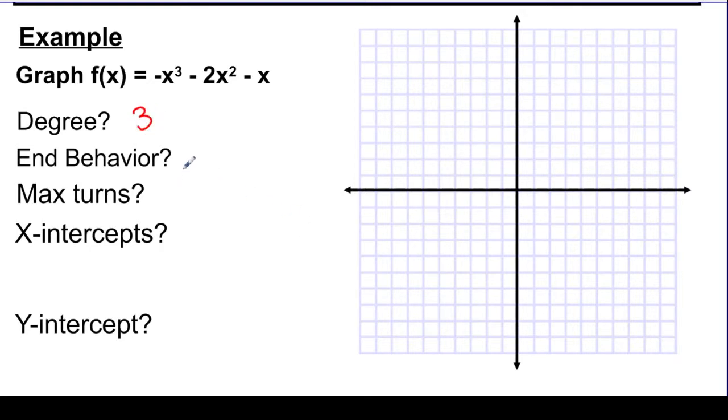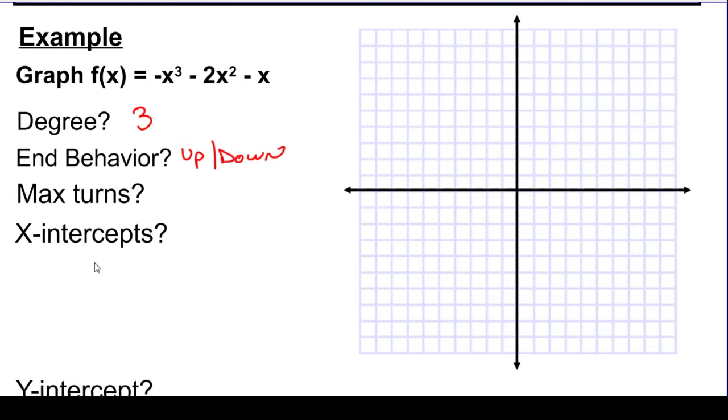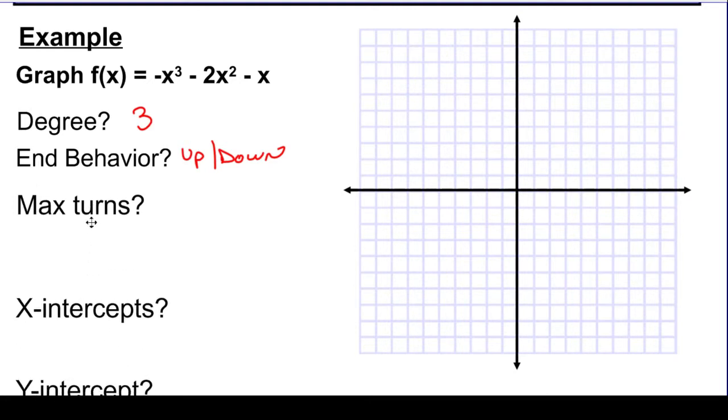This one has, in this case, again, up-down end behavior. It's up-down because it's usually down-up for a degree 3 polynomial, but because this has a negative leading coefficient, it's going to switch from down-up to up-down.